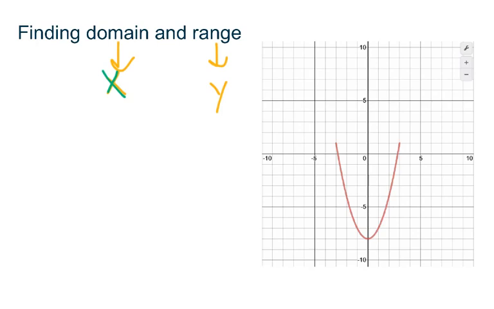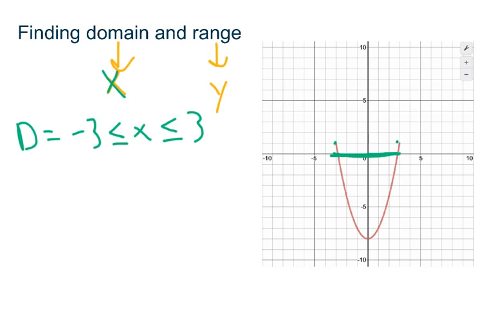So what we're doing is we're looking on just the x-axis. How far on the x-axis does this graph exist? And we can see it goes from -3 to +3. And so for the domain for this one, we're going to mix it up a little bit. We're going to say -3 is less than or equal to x, which is less than or equal to 3, because it's going through all those points.